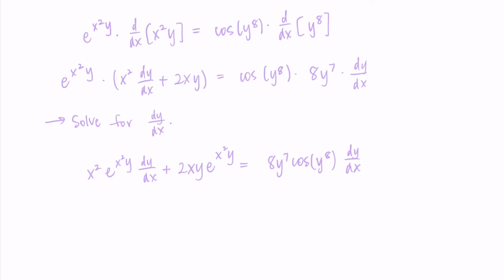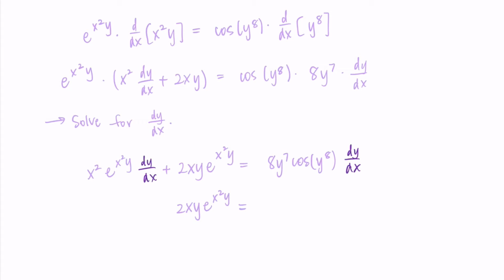I don't know if it's really helpful to read this all out, so please do your best to watch the screen, I think that might be more useful. Then on the right-hand side, I just have 8y to the 7th times cosine of y to the 8th, times dy/dx. The main step we're going to do here is that we want to put all of the dy/dx terms on one side and everything else on the other. We're trying to solve for dy/dx.